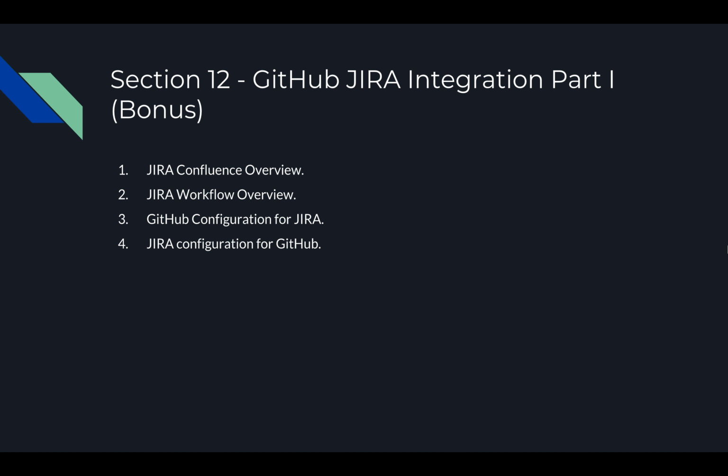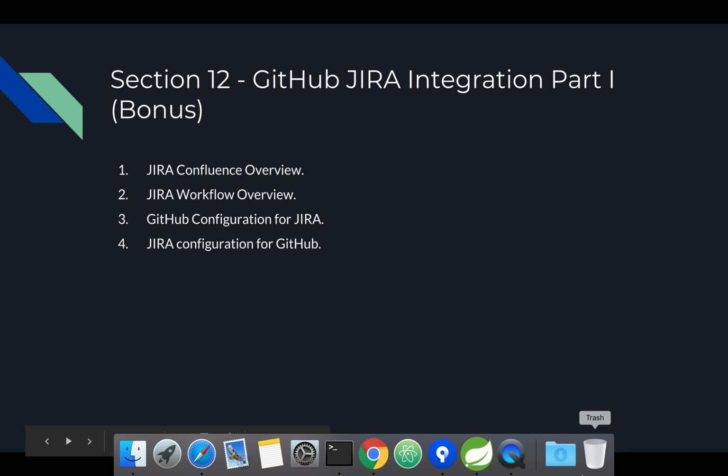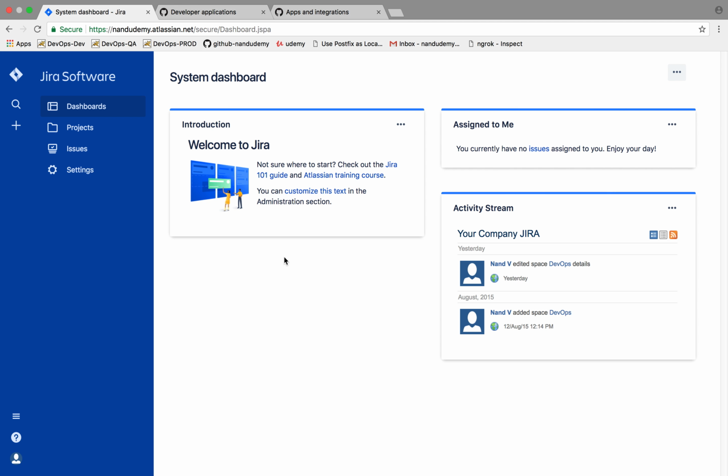Okay, so welcome back. And in this section, we're going to look at integrating GitHub and JIRA and briefly talk about some of the facilities that are available within JIRA Confluence and how they work together. There are four parts to this JIRA Confluence overview. We're going to look at the workflow overview, the GitHub configuration for JIRA, and then the JIRA configuration for GitHub.